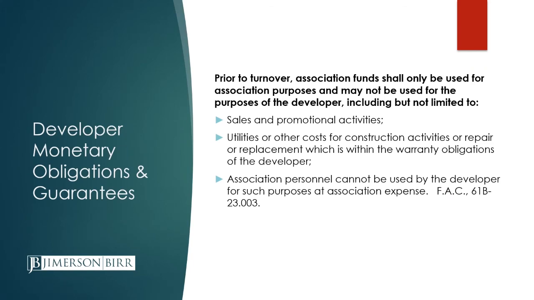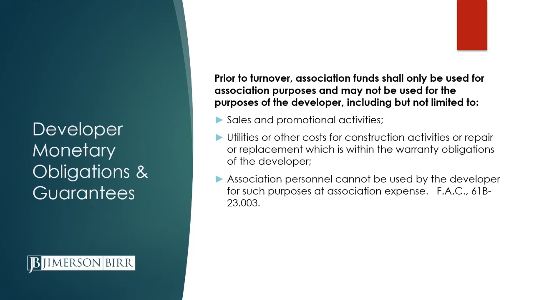Prior to turnover, association funds should only be used for association purposes and may not be used for purposes of the developer. So when I misspoke just a few minutes ago, I said it's got to be clear what the developer's spending to keep the project moving, and they can't use association funds to keep the project moving. The association funds have to be used prior to turnover specifically, and even after turnover, specifically for maintenance of the facilities, maintenance of the association property, or other association purposes.